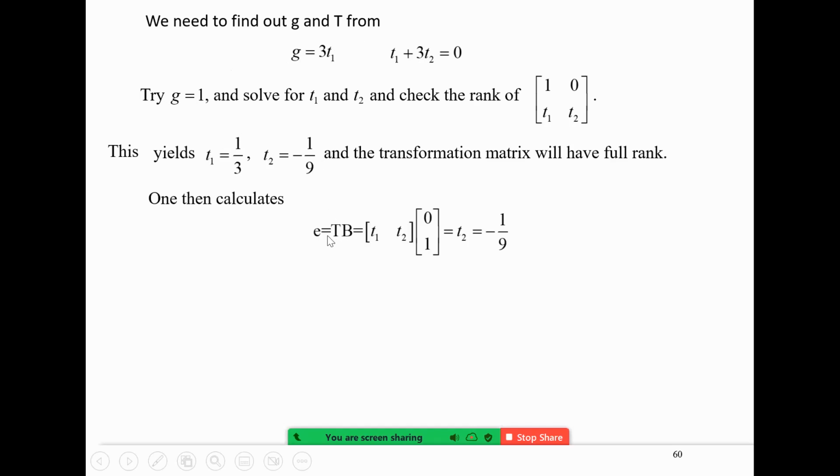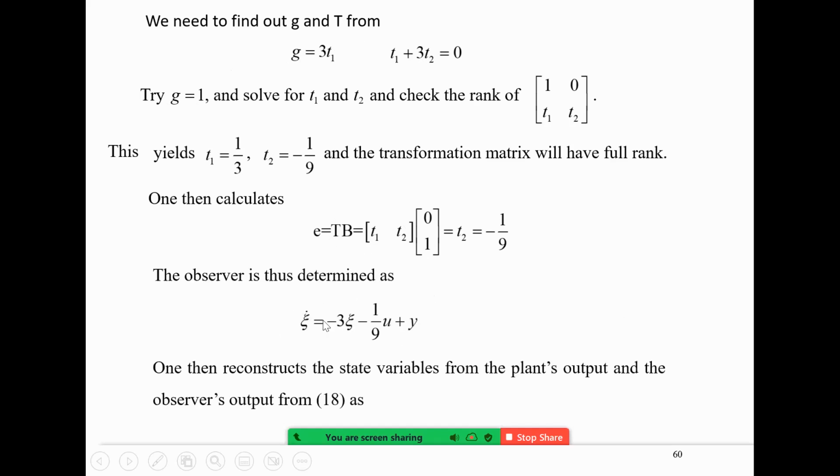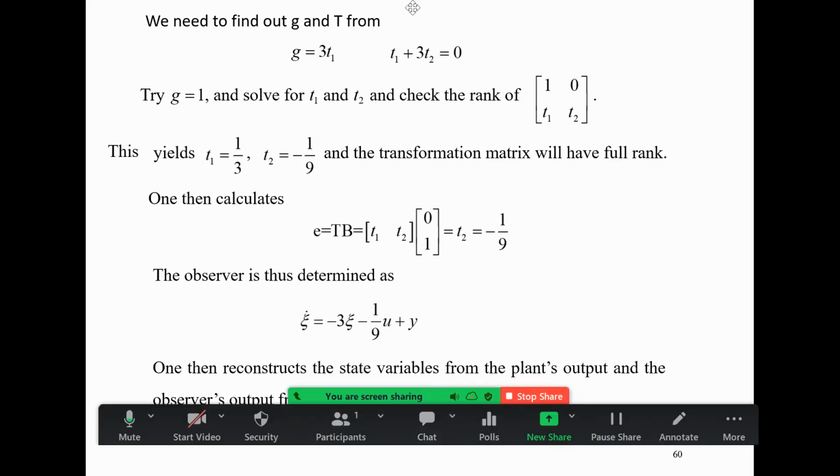Once you get T1 and T2, you can compute your E. Okay, T times B, right? You already have T1, T2. You get this E. Then you get all the numbers for your observer. I can see for this, T is -3, right? This is E. You have minus 1 over line. Now this is G. The gain for the output is 1. Okay, so that finishes the design for your observer.